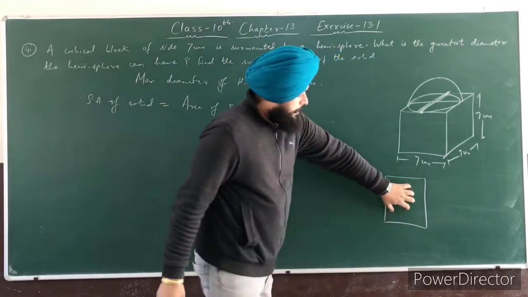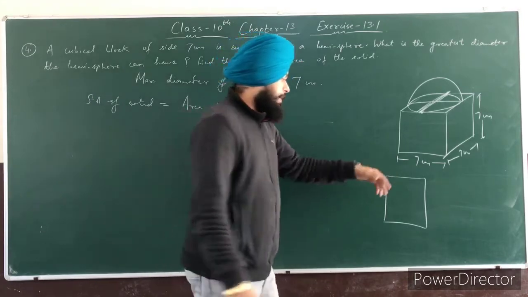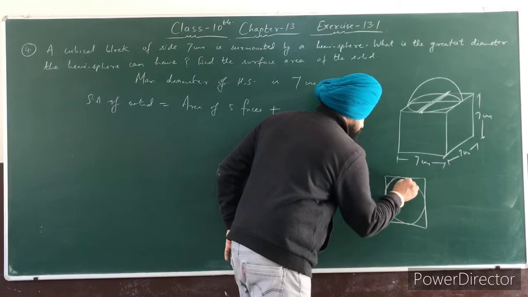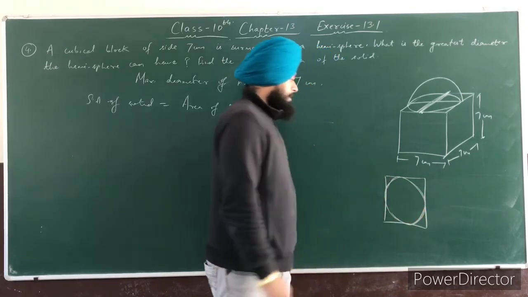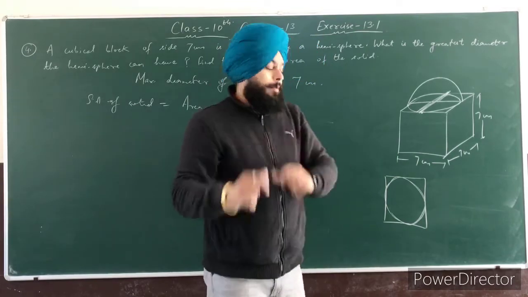So this is the top face of the cubical block. Top face is also in the shape of a square. This is what? This is the hemispherical portion which is raised on the cubical block.